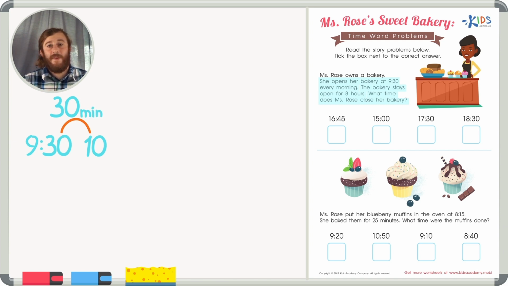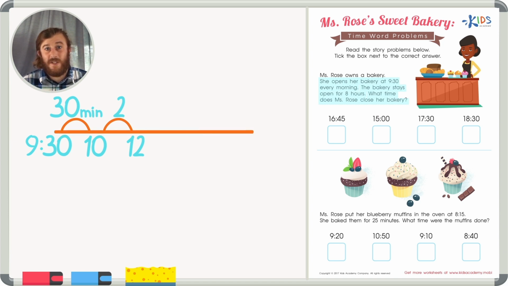Now from 10 a.m., I'm going to jump to 12 p.m. because I know that's only 2 hours, and I know that her bakery stays open for 8 hours, so I'm still safe. I'm already at 12 o'clock. The goal is that all of our numbers up top will be equal to 8 hours at the end, and we can find what time the bakery closes by seeing what time it is when 8 hours have passed.